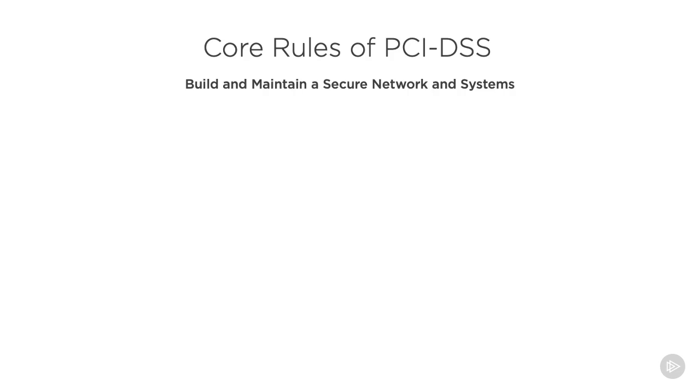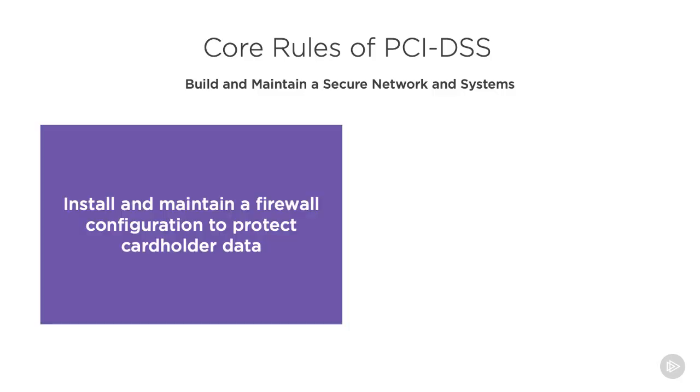The core rules of PCI DSS. First of all, there's 6 of them. We build and maintain a secure network and systems. And that is interpreted through installing and maintaining a firewall configuration to protect cardholder data.